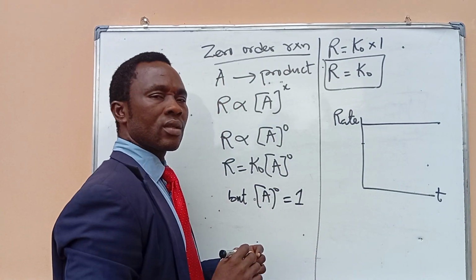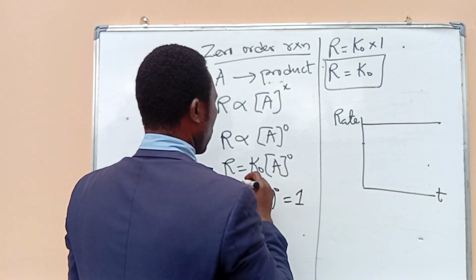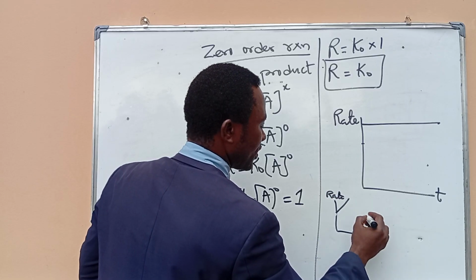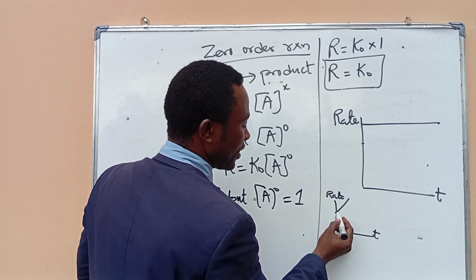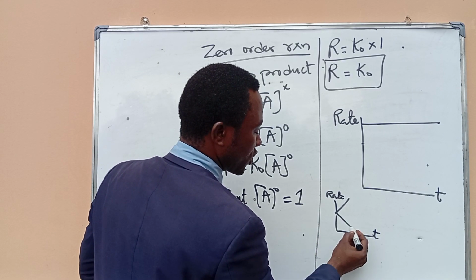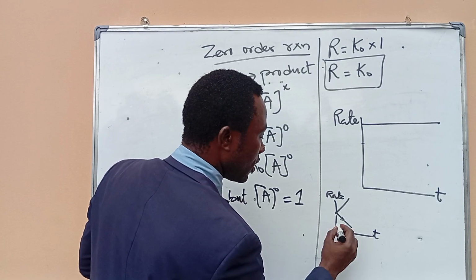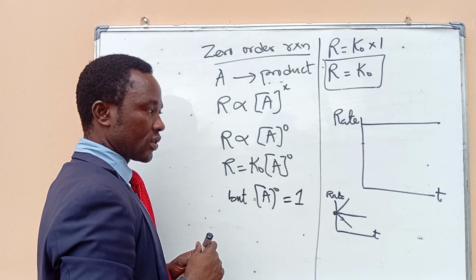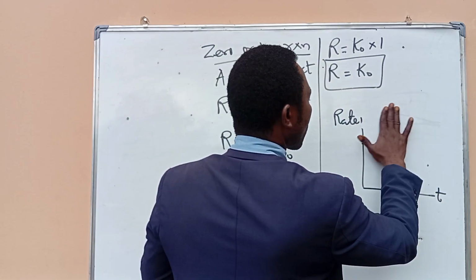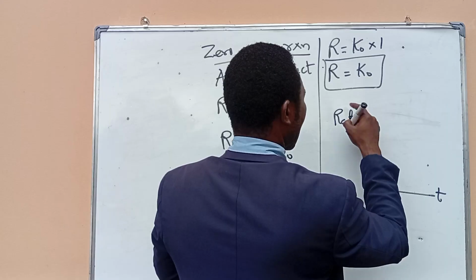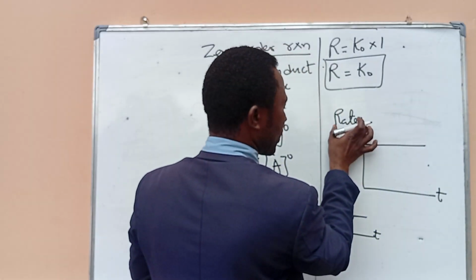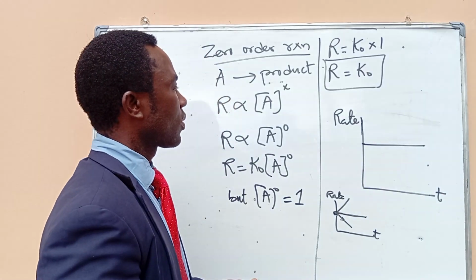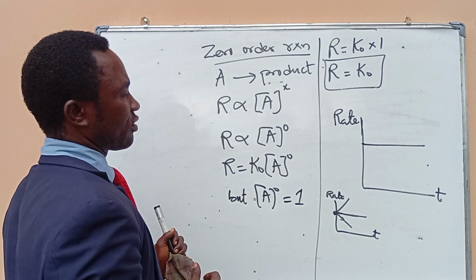Remember, if this is rate and this is time, when you draw it going up, it means that the rate is increasing. If you draw it going down, it means that the rate is decreasing. But if you draw it flat, it means that at this point the rate remains the same. It does not change. So the rate of a zero order reaction is constant. So the graph of rate against time will be a constant graph, where the line is horizontal.